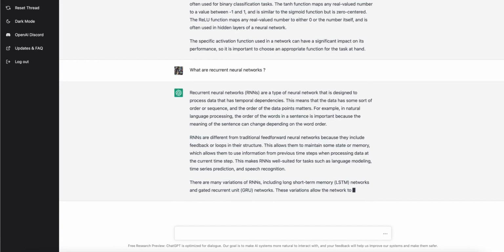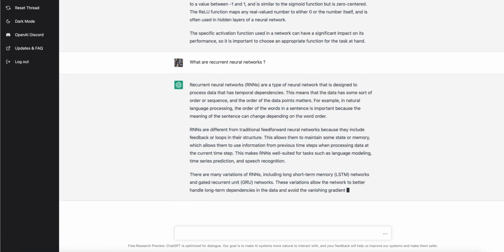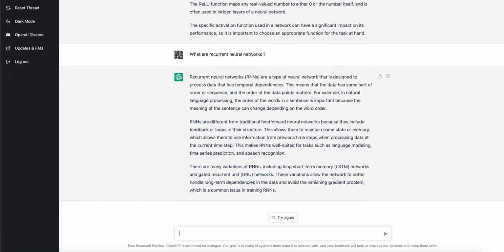Okay, so feed-forward neural network seems very clear. Let's look at recurrent neural network. Recurrent neural networks, RNNs, are a type of neural network that is designed to process data that has temporal dependencies. This means that the data has some sort of order or sequence, and the order of the data points matters. For example, in natural language processing, the order of the words in a sentence is important because the meaning of the sentence can change depending on the word order.